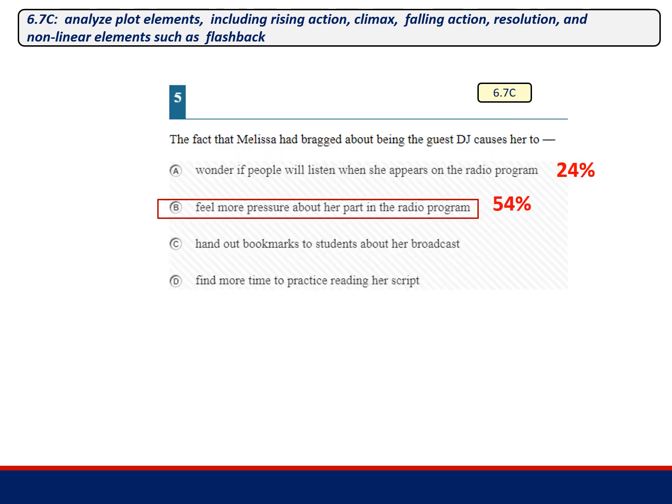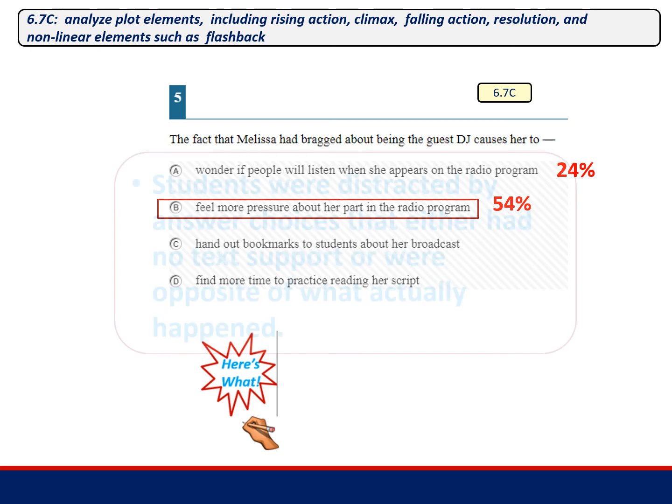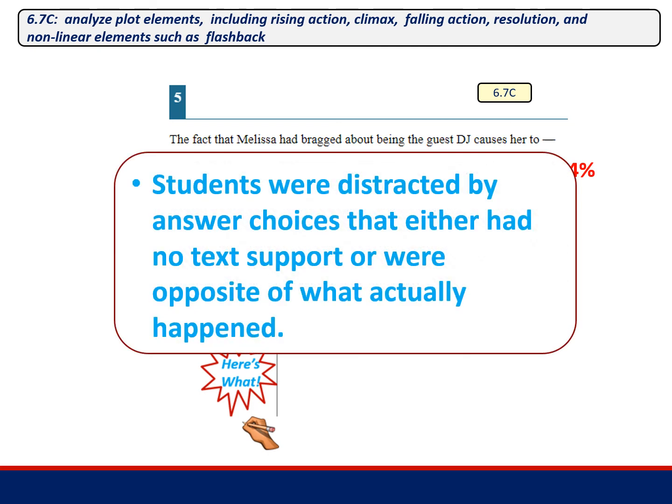Question 5 reads, the fact that Melissa had bragged about being the guest DJ causes her to... For question 5, we will only look at 2 choices that students selected. The correct answer was B, and 54% of students chose it. 24% though were distracted by A. This choice is incorrect because it's actually contrary to what happened in the story. Melissa was nervous because she felt lots of people would listen to the program. So here's what, be ready to write that down. Students were distracted by answer choices that either had no text support or were actually opposite of what had happened.